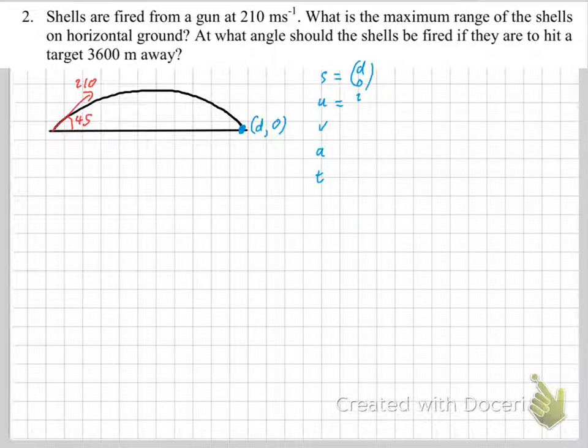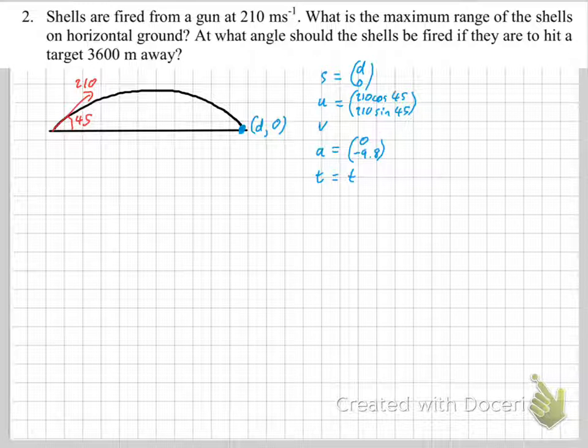U, now think carefully about this. You've got the two components of the initial velocity. So the one touching the angle, the horizontal one, will be 210 cos 45, because it's adjacent to the angle, and 210 sine 45 for the vertical component. V we don't care about. A, as normal, is minus gravity. T is always just T.